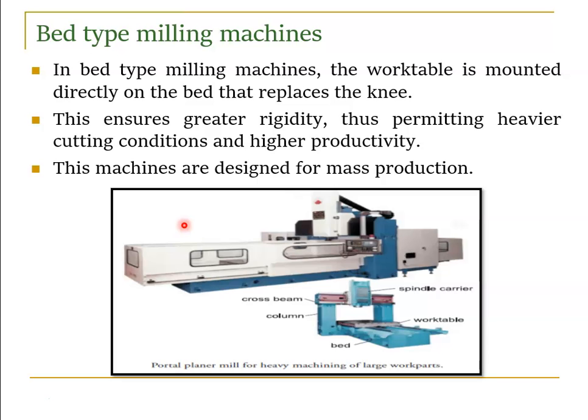Right, so we have a special type called bed type milling machine where it has a large bed. In a bed type milling machine, the work table is mounted directly on the bed that replaces the knee. So if it is mounted directly on the bed without a knee, we can say it's a bed type milling machine. But the knee can be adjusted vertically. It has a slide based column, so vertical adjustment is possible. But the bed type is a fixed one. Bed is generally a fixed one.